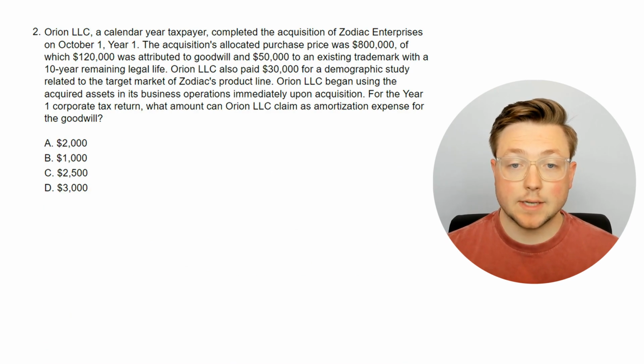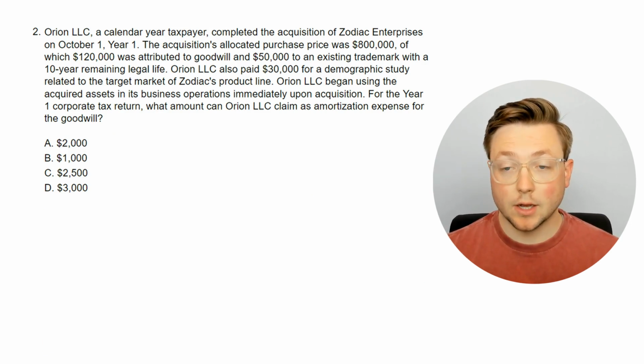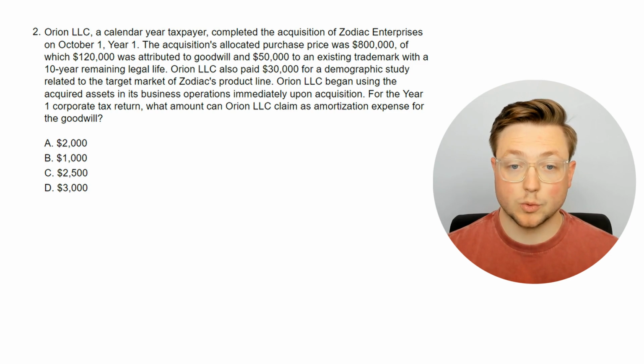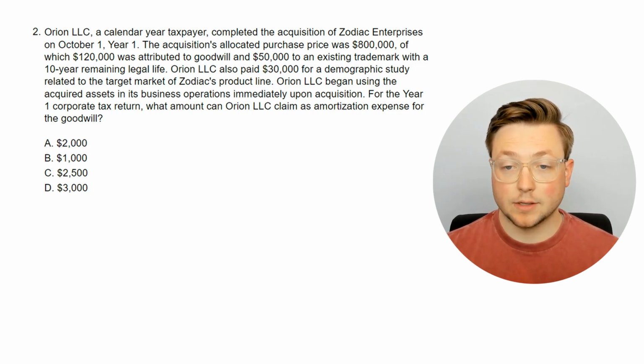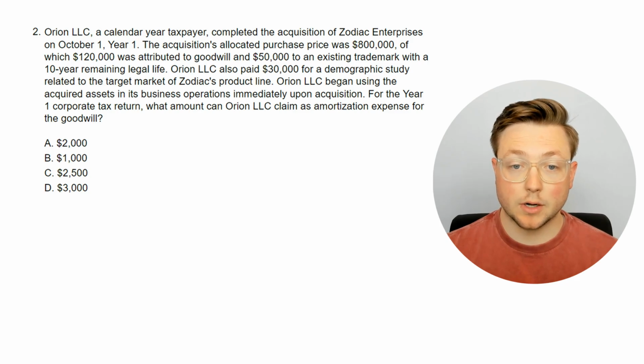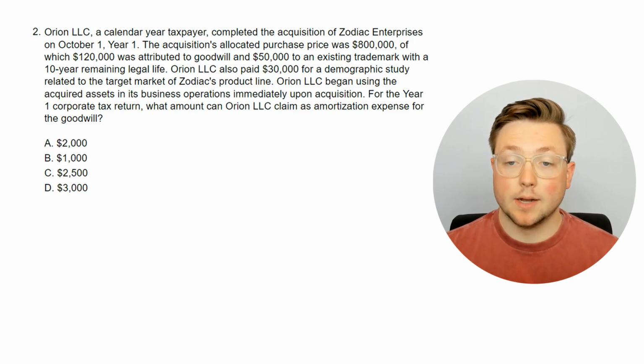Orion LLC, a calendar year taxpayer, completed the acquisition of Zodiac Enterprises on October 1st, year one. The acquisition's allocated purchase price was $800,000, of which $120,000 was attributed to goodwill and $50,000 to an existing trademark with a 10-year remaining legal life. Orion LLC also paid $30,000 for a demographic study related to the target market of Zodiac's product line. Orion LLC began using the acquired assets in its business operations immediately upon acquisition. For the year one corporate tax return, what amount can Orion claim as amortization expense for the goodwill?